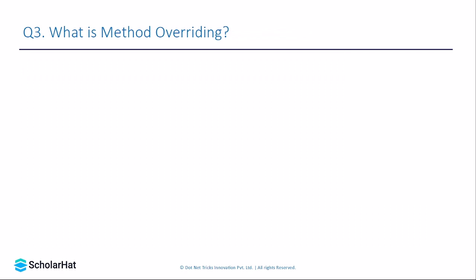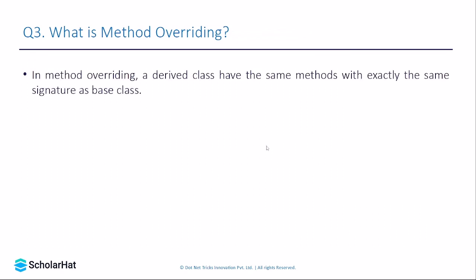What is method overriding? In method overriding, a derived class has exactly the same method signature as the base class. In the concept of inheritance, we have studied that we have a derived class and a base class. And since inheritance provides us code reusability, we can have a method in the base class, and that method can be invoked by a derived class. This is something we have already discussed in the inheritance chapter.